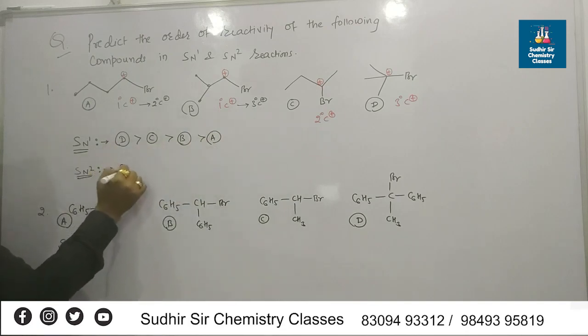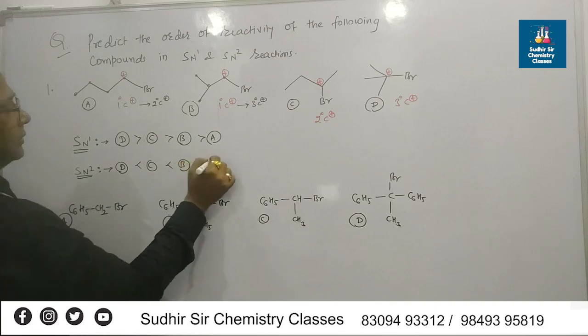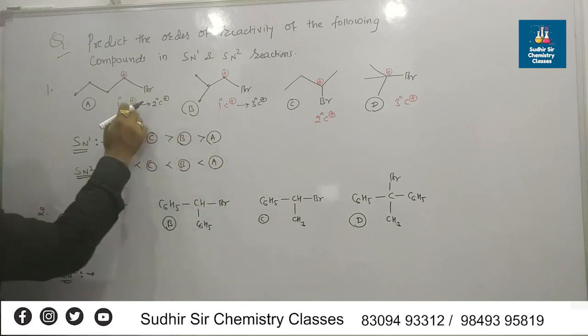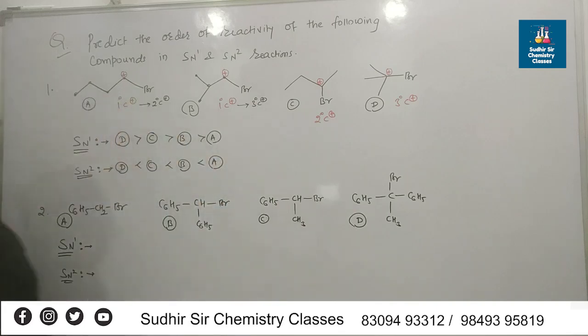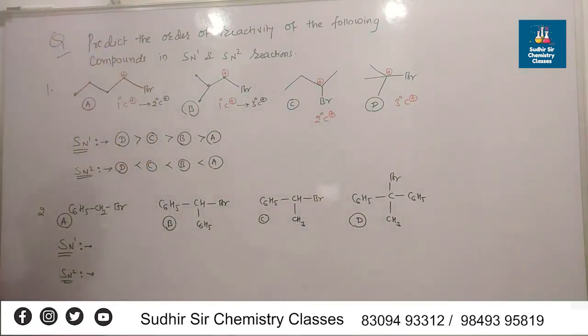Exactly reverse order for SN2, because SN2 depends upon crowding. The less the crowding, the more the attack of the nucleophile, and the more the crowding, the less the attack of the nucleophile.